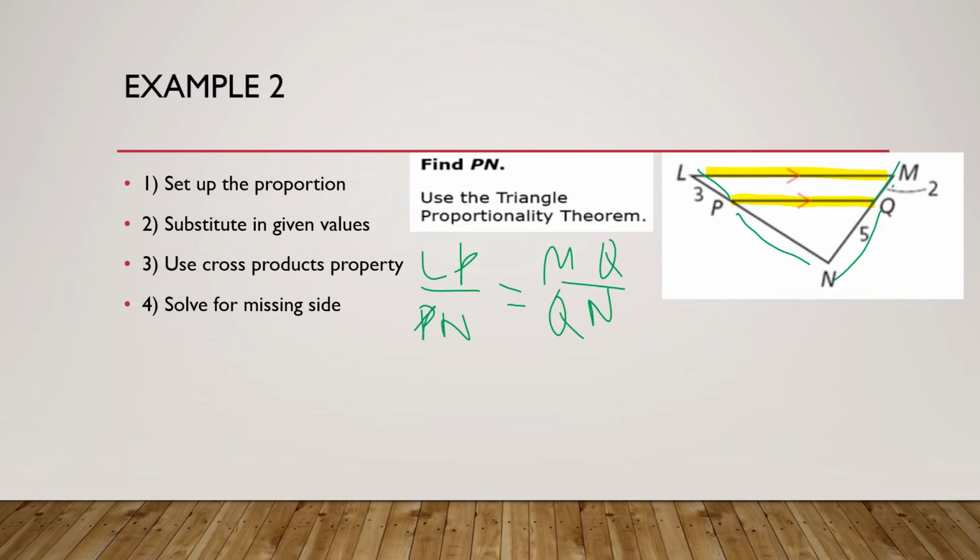So now we're going to substitute in our values. So LP is 3. PN we don't know, so we're going to leave it as PN. MQ is 2. QN is 5. Then we can use our cross products. So 3 times 5 is 15, equal to 2 times PN. Divide both sides by 2, and we're going to get PN is equal to 7 5/10. So again, just like in the other one, the order is important.